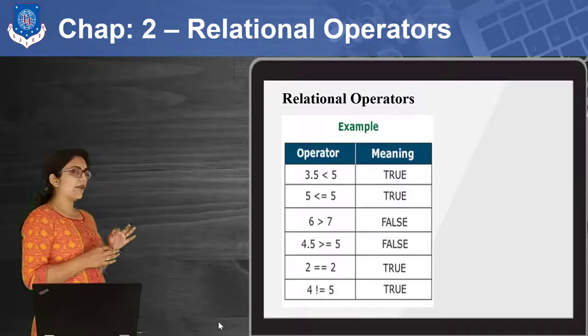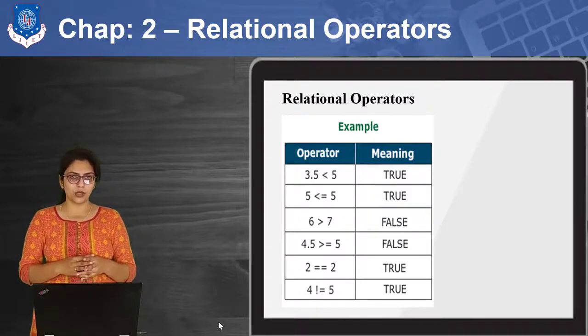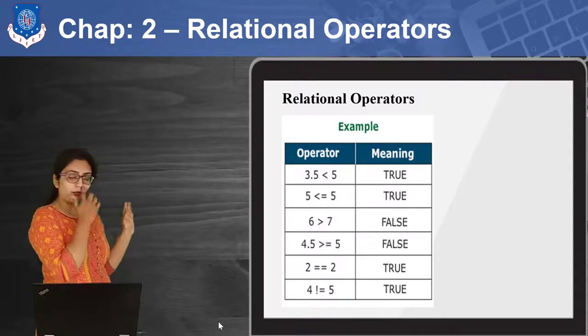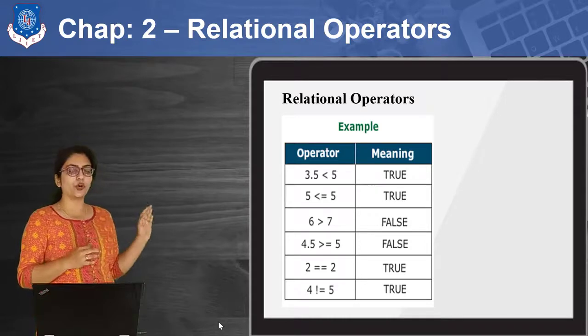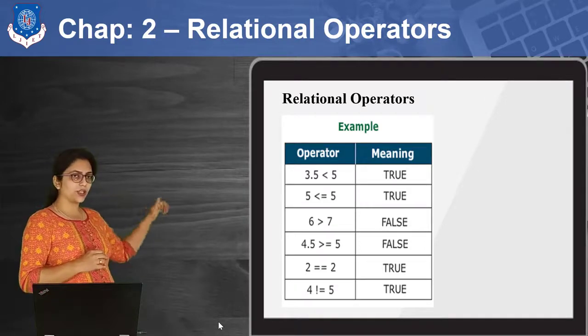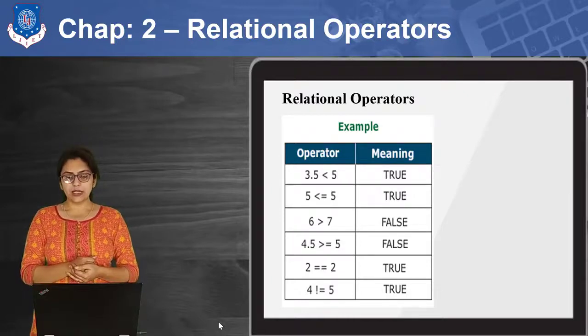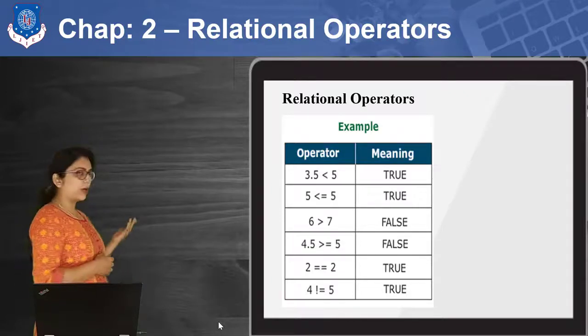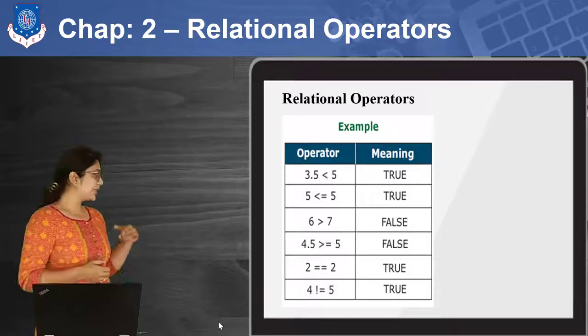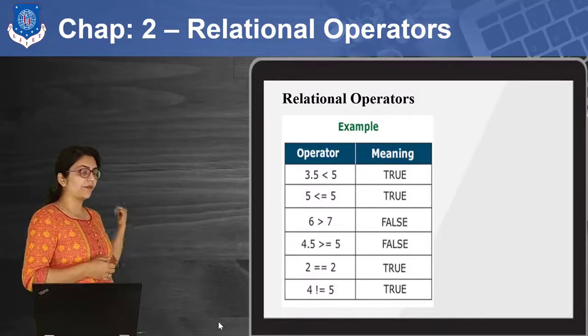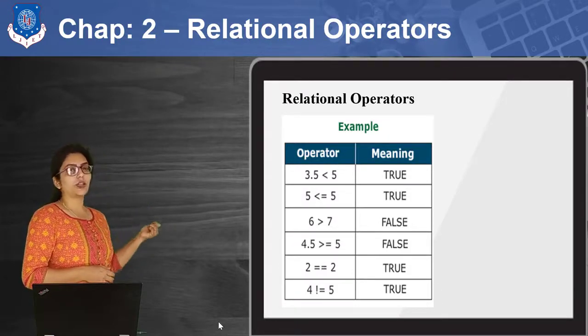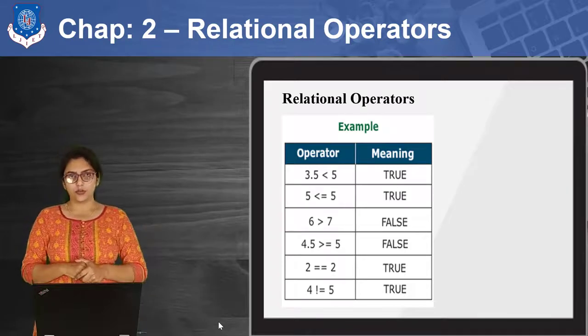Say 3 is less than 5. So this condition, whatever I am assuming, is true, so the meaning is this condition is true. So it will return 1. Similarly, 5 is less than or equal to 5, right? So this condition is also true. But what if I have written 5 is less than 5? That condition is false. This condition is true.